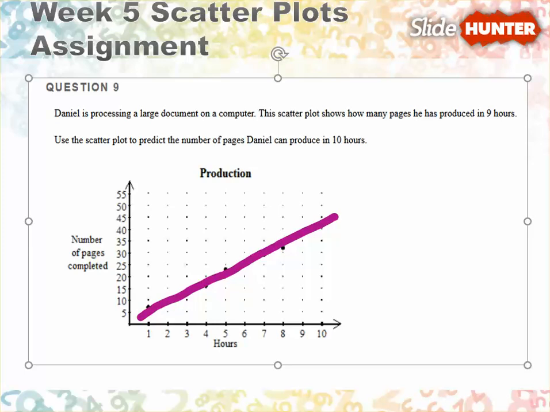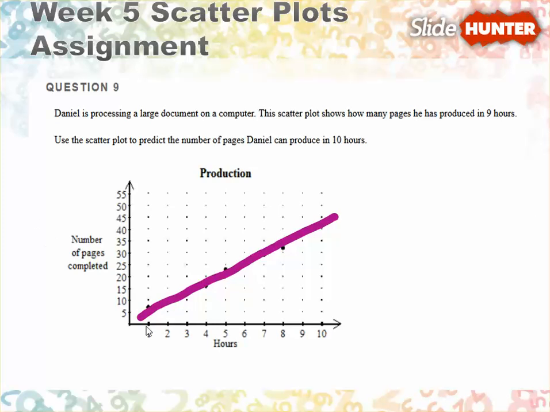Then I'm trying to predict what he'll do in 10 hours. So I'm going to find 10 hours across the bottom and then go up to the line. Okay, I know it's going to be more than 40 because that's what he did in 9 hours. So it's going to be in the mid 40s, maybe 45. And this is an estimate. We are predicting what we think will happen.